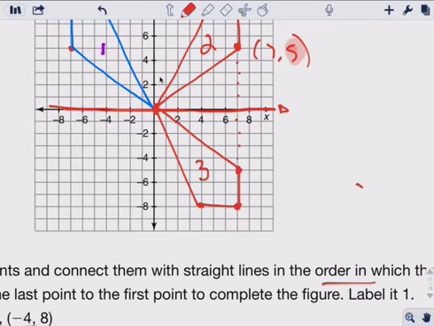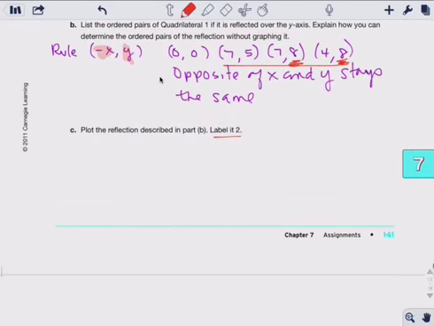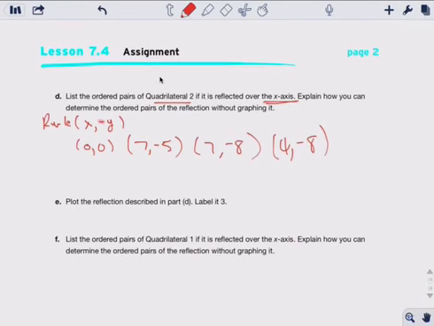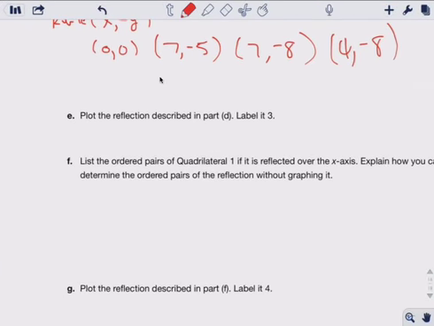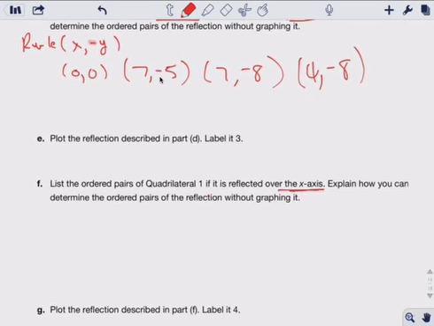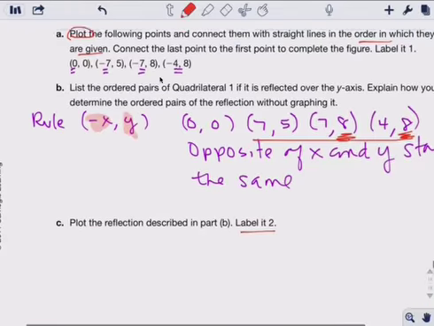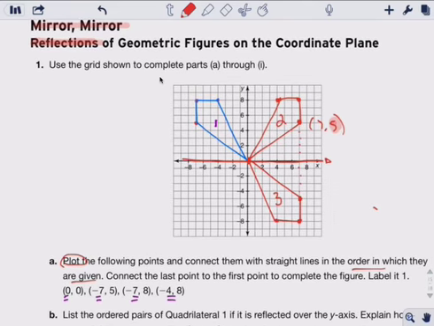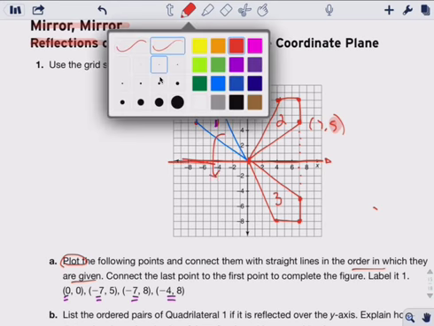Okay, now, plot and label 3. F. List the ordered pair for quadrilateral 1 as it reflects over the x-axis. Explain, okay. Quadrilateral 1 over the x-axis? No, this one over the x-axis. The blue one there, put it over here. And, well, this is easy, because it keeps doing the same thing over and over.